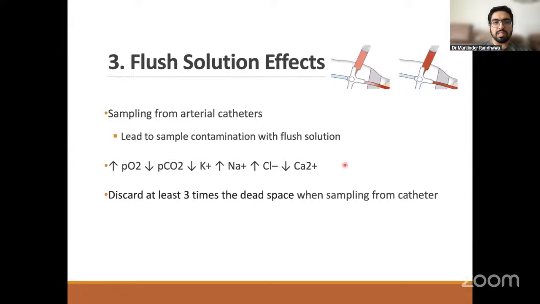Then the next problem is that a lot of times we sample from arterial lines. When we are sampling from the arterial lines, the sampling site is a little away from the arterial catheter. The three-way is placed around 10 centimeters away from the arterial catheter, and there is a solution that you're running through your arterial line. It can either be Heplock or sometimes you just run normal saline. This solution is there all through the line. If you don't remove this solution completely before taking your sample, you will get dilutional effects, and all these will alter your blood gas results. So you discard at least 2 to 3 times the dead space volume when sampling from an arterial catheter, as opposed to sampling by directly pricking the artery.